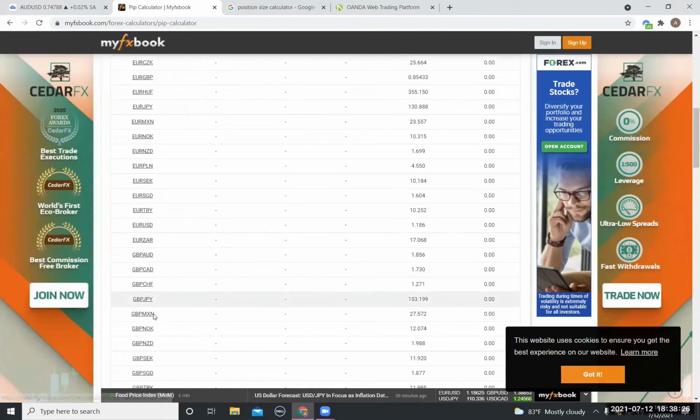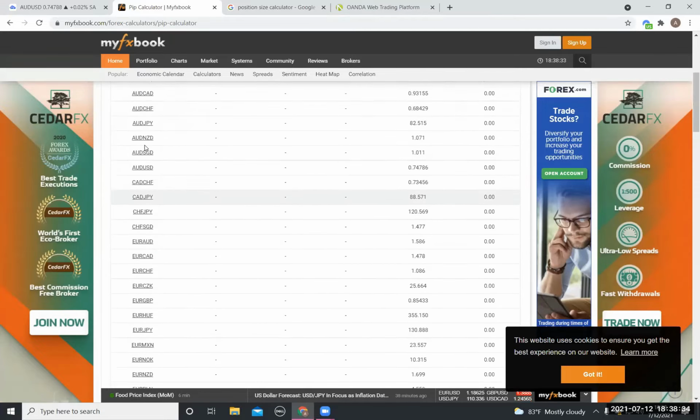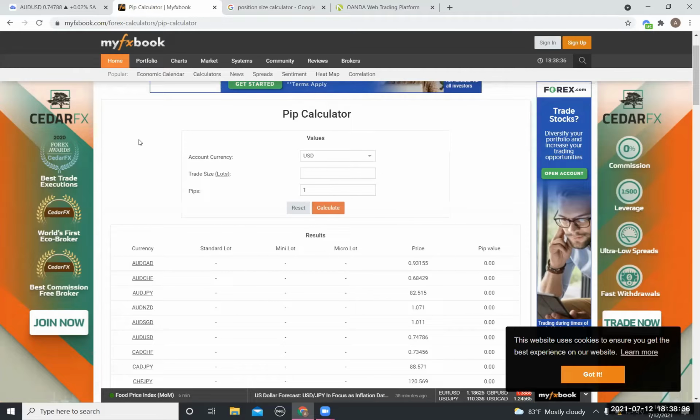Now, your broker might not trade all of these, right? But the list is large enough that it also encompasses the highly traded ones, the ones that you'll see in pretty much every broker. So what you would first need to do is choose your account currency, right? So I'll just keep that at USD.